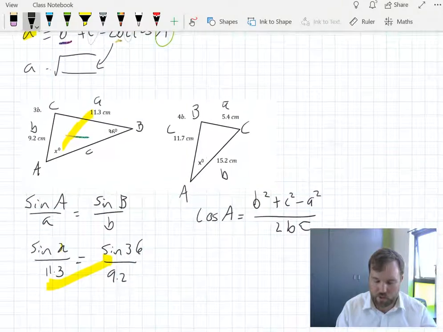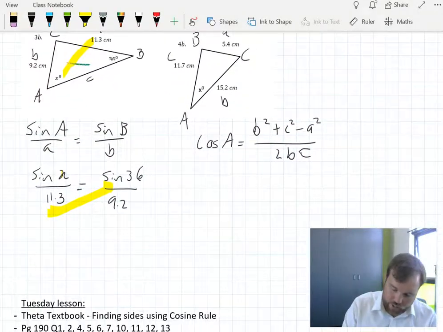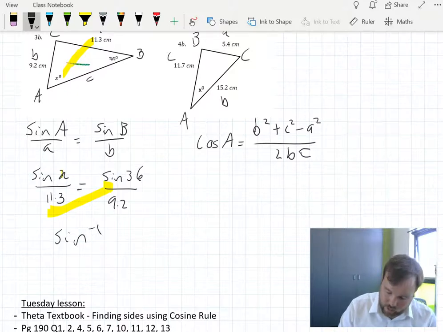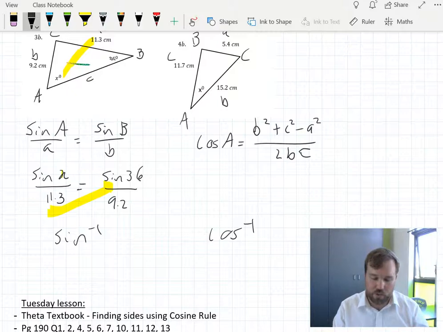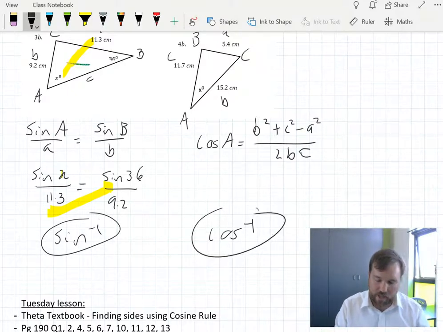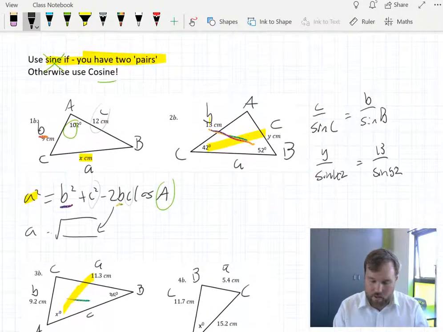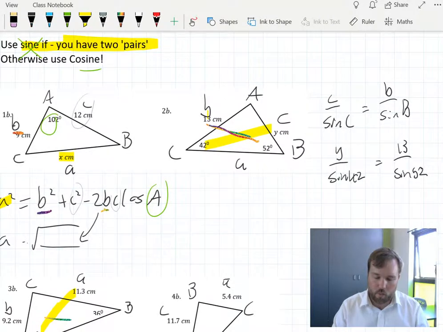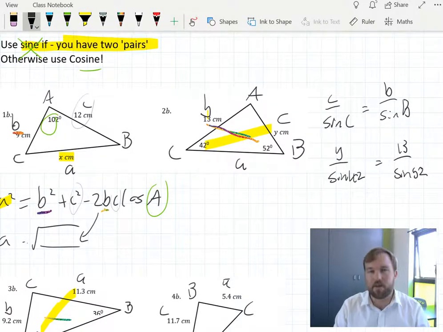A couple of patterns you should remember: at some point here, there will be a sine to the negative 1, and at some point here, there'll be a cos to the negative 1. If you're finding angles, you need to have this step in at the end. If you're finding sides, well, with cosine rule it's a square root. Here it is just a straight multiply.